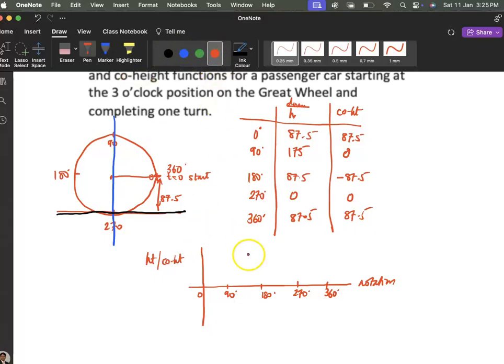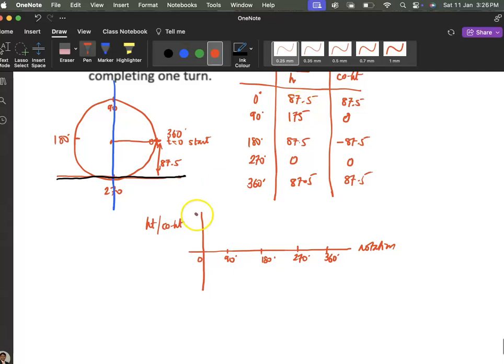So let's do height in red first. So height first is how much? 87.5 at 0. So at 0 it's 87.5 because you're starting from 3 o'clock. 90 is the top, 175. Then 180 is halfway, 87.5. And 270 is 0, then 87.5. Okay, it makes a lot more sense now. This is your height graph.